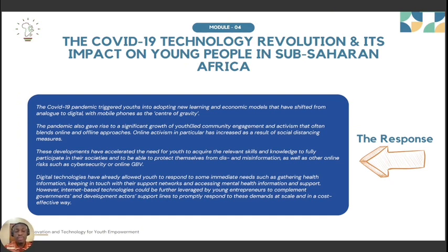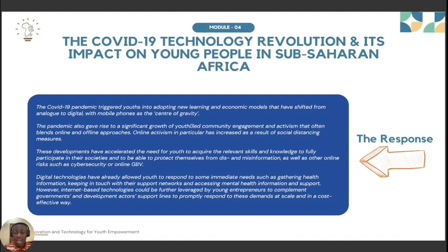Then the pandemic also gave rise to a significant growth of youth-led community engagement and activism that blends online and offline approaches. The online activism in particular had also increased as a result of social distancing measures. So people found expression, all right, online. And this development also accelerated the need for youth to acquire relevant skills. So young people started acquiring relevant skills that were needed at the time and are still needed even now that the lockdown has been lifted.